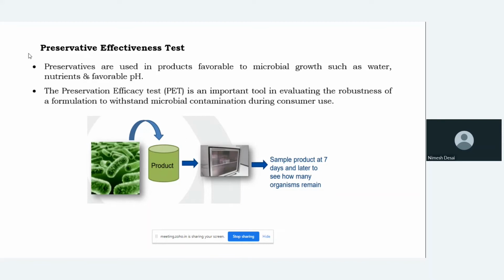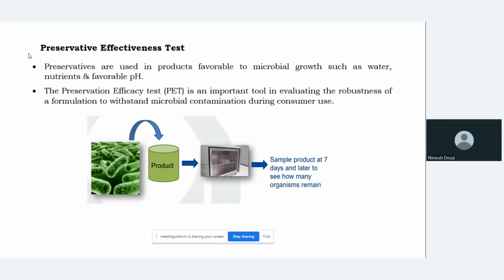So in the preservative efficacy test, what we do is challenge the product with multiple microorganisms at 10 to the power of 6, and we incubate that drug product along with the microorganisms at 37 degrees centigrade. Then, based on the intervals given in the pharmacopoeia, like 7 days, 14 days and 28 days, we pull out the samples, analyze them, and confirm whether the preservatives are working or not.